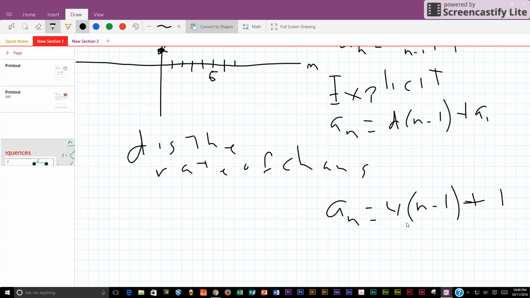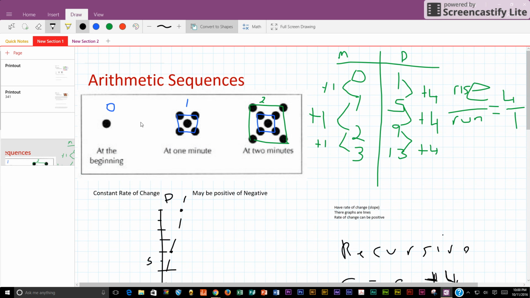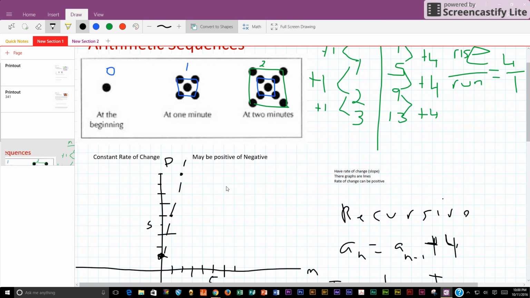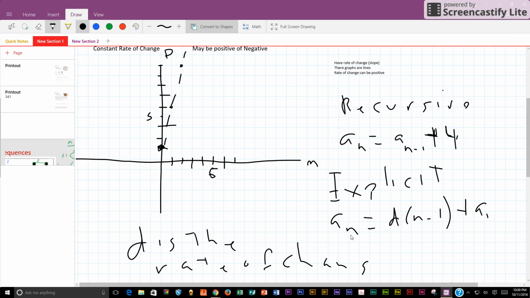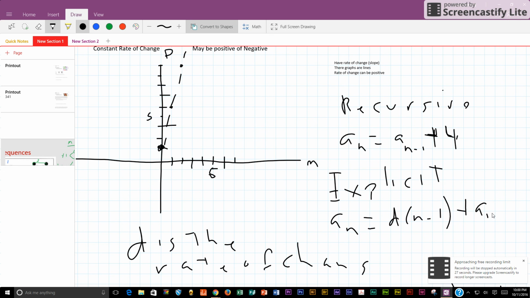So that is arithmetic sequences. So we see a pattern, we make a table, we graph it. The table, we can find that d is a common difference, how it changes each time. If it's a line, then we know it's arithmetic. Recursive formula is a sub n equals a sub n minus 1 plus the change, rate of change. And explicit is a sub n equals d times n minus 1 plus a sub 1.